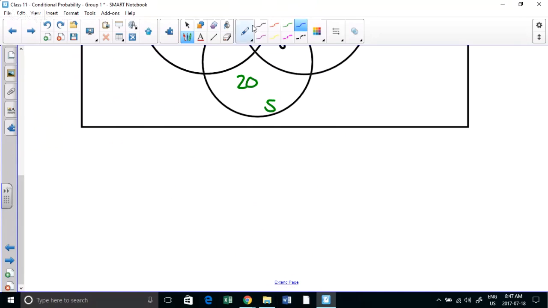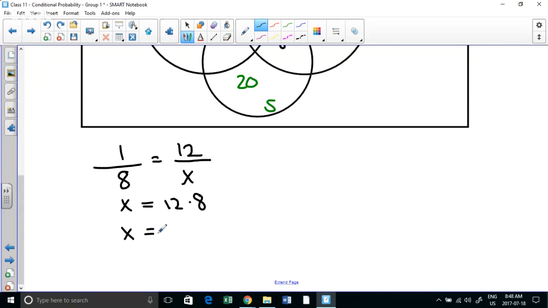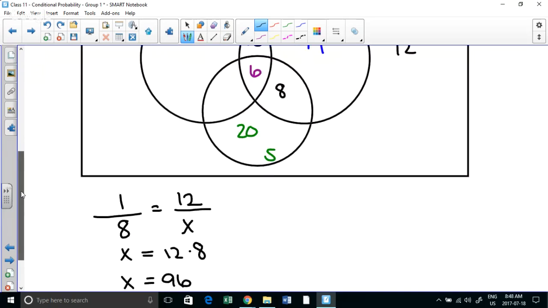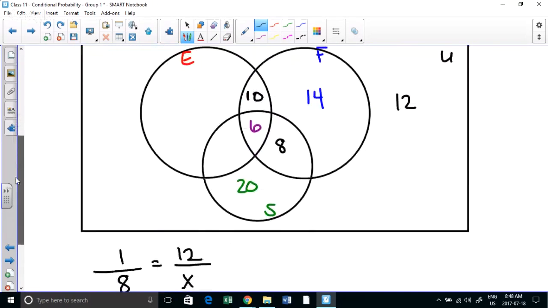The probability that a person cannot communicate in any of the languages is equal to 1 over 8. Okay, so we know that there are 12 people that can communicate in none of these languages. We need to know how many people there are total. So this is an example of a proportion. So x is 12 times 8. X is 96. So in this whole Venn diagram, I should have 96 people.